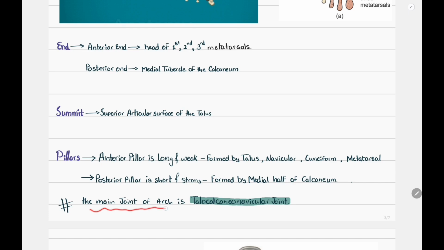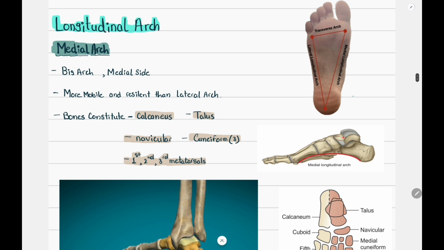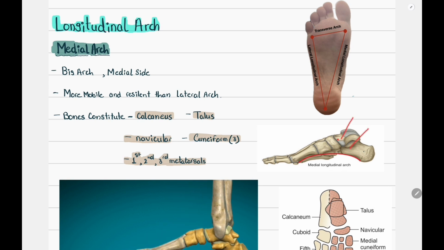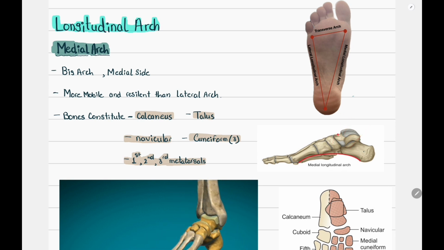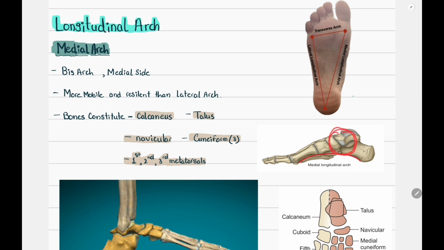The main joint of the arch is the talocalcaneonavicular joint. So the joint which is formed between the talus, calcaneum and navicular bone is the main joint of the arch.